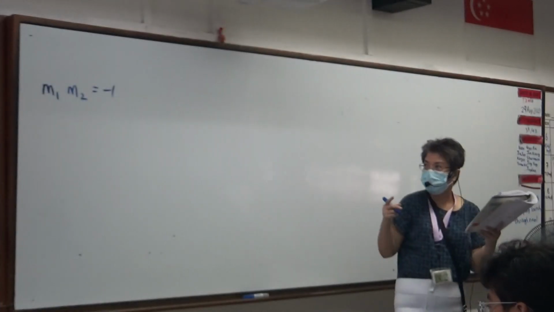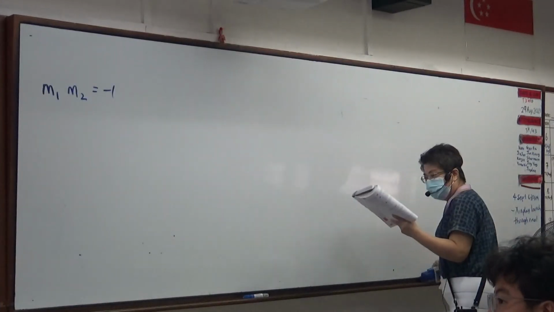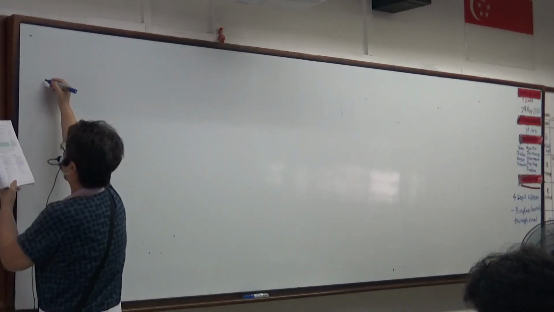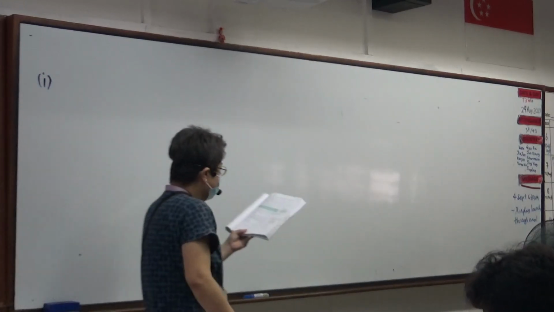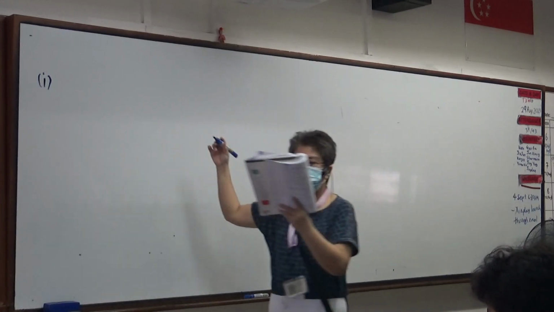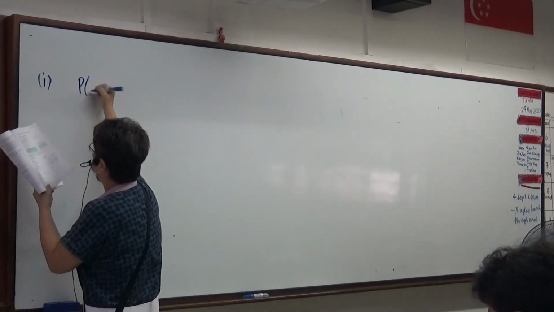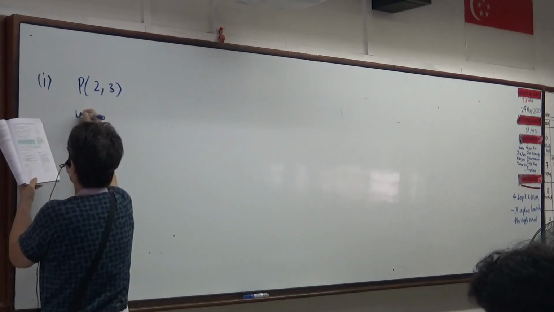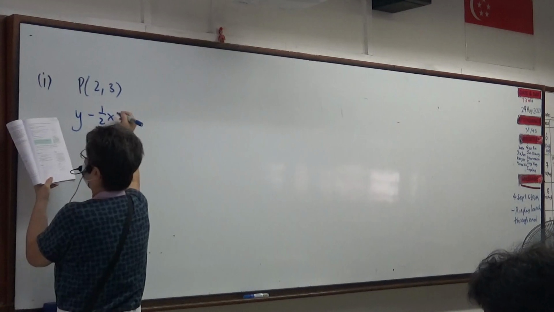Alright, now, let's take a look at example 4. I'm going to show you on the board how to do all this. You must present your work properly, okay? Let's look at example 4. Part 1. Find the equation of the line through this point and perpendicular to the line.